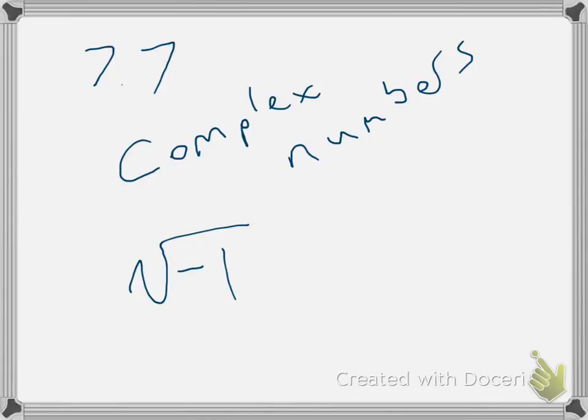Hello, it's time to do 7.7 complex numbers. So, what's so complex about them? Well, the deal is, it used to be that the square root of a negative number was not cool. You just can't do it, because what does the square root of negative 1 mean? It means a number times itself is negative 1. But a plus times a plus, 1 times 1, is 1. Negative 1 times negative 1 is positive 1. So it just can't be that.